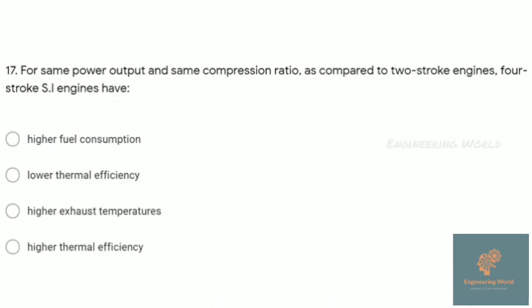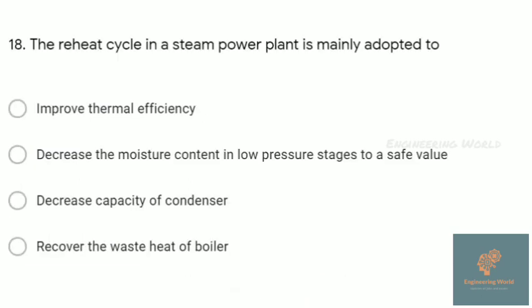For the same power output and same compression ratio as compared to a 2-stroke engine, a 4-stroke SI engine has, as there is a loss of fuel during the exhaust stroke in the 2-stroke, hence the 4-stroke has high efficiency.